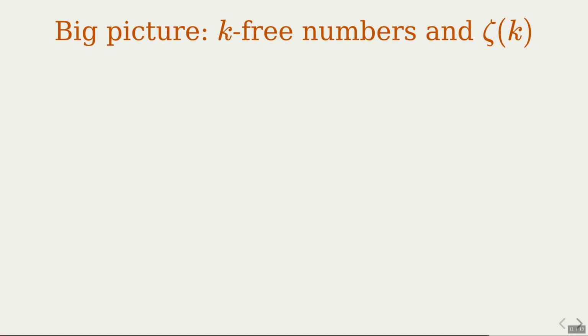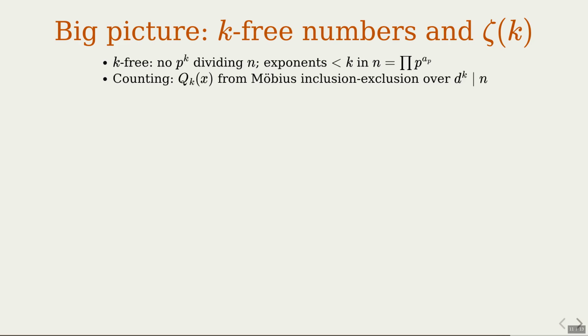Let us step back and summarize what we have learned about k-free numbers. I want to see clearly how all the pieces, like q sub k, mu k, and zeta of k, fit together. First, k-free simply means that in the prime factorization of n, every exponent is strictly less than k. Second, we built an exact counting formula for q sub k of x using Möbius-weighted inclusion-exclusion over divisors whose kth powers divide n. Third, as x grows, q sub k of x behaves like x divided by zeta of k, with an error smaller than a constant times x to the 1 over k.